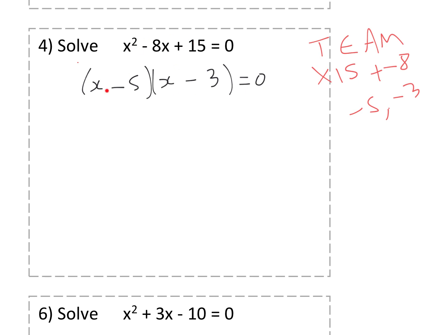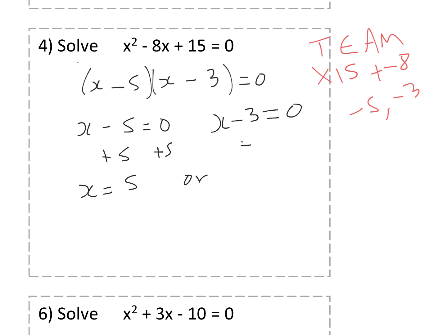This factorized form is great for solving the equation, because when it's written out like this, we can say that either this would be 0 or this is 0, using the same principles as example 1. So the x minus 5 is 0, or the x minus 3 is 0. If we add 5 to both sides, we find the first solution is x is 5. If we add 3 to both sides in the second one, we get the second solution, that x is 3.